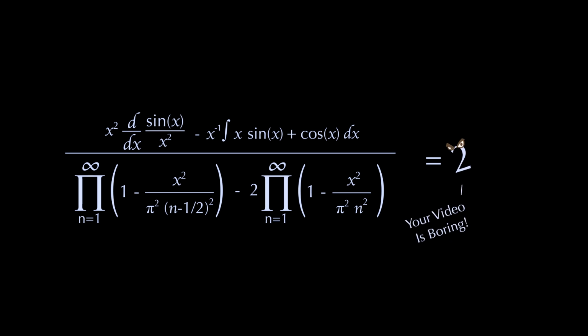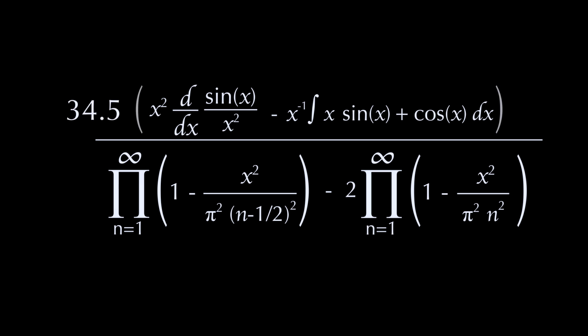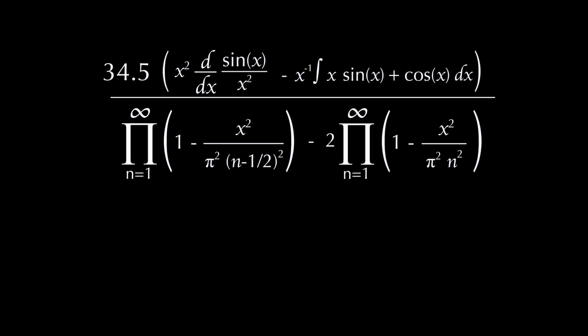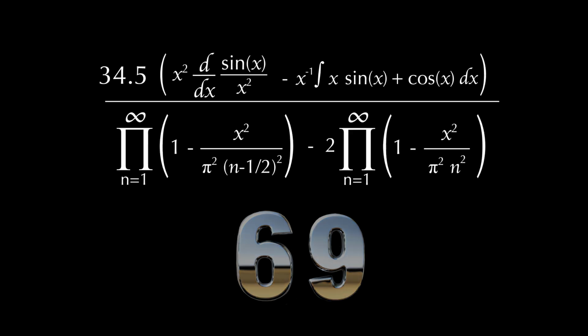Let's make this thing a little bit more evil. I decided to multiply it by 34.5. That's right, giving us the infamous 69. Now this is a fun sneaky number. Who doesn't like the old 69?